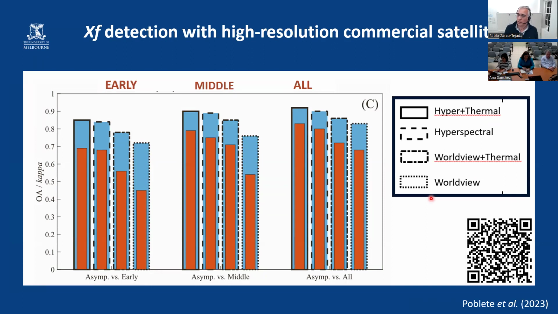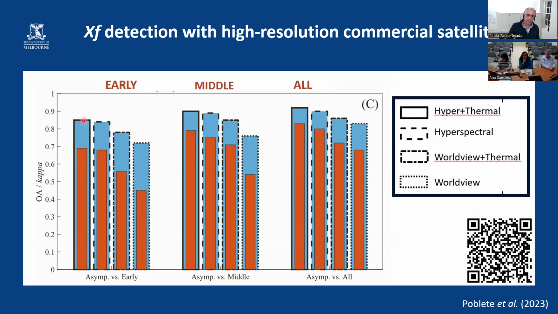And in the case of commercial satellites, we demonstrate how, for example, using Worldview, which is a multispectral high-resolution satellite sensor, we do generally well when we are just trying to map and classify asymptomatic versus all severity levels. This would be the overall accuracy and the kappa we get from hyperspectral and thermal data. This is what we will get, for example, from Worldview 2. This is not much different. We are getting, rather than 90% overall accuracy, 80-something. So it's reasonable.